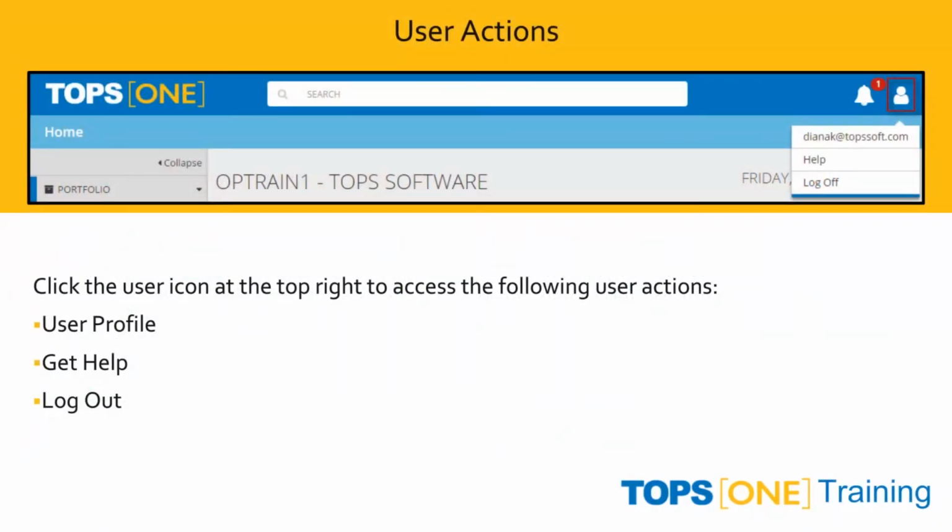Continuing our concentration along the top portion of the interface is the user actions. As we select the user icon, the extreme right-hand corner of the interface, when it is expanded, 3 selections are available: the ability to go into the user profile itself by selecting the actual email address you see, selecting the help, or logging off.